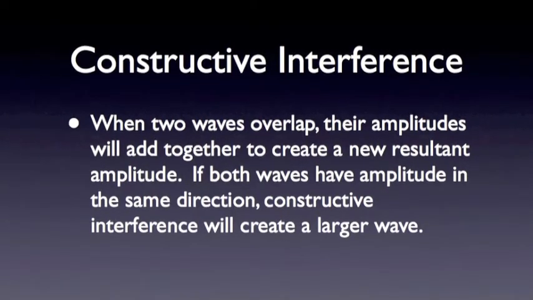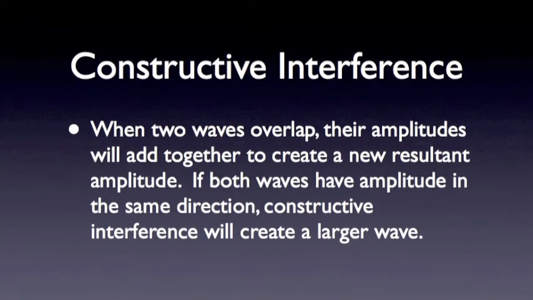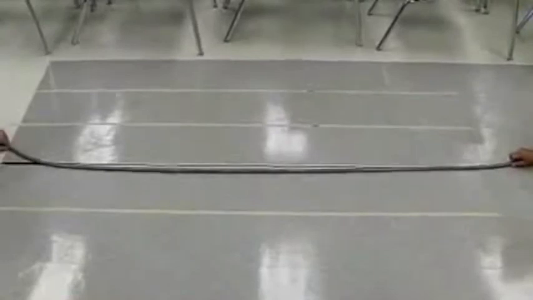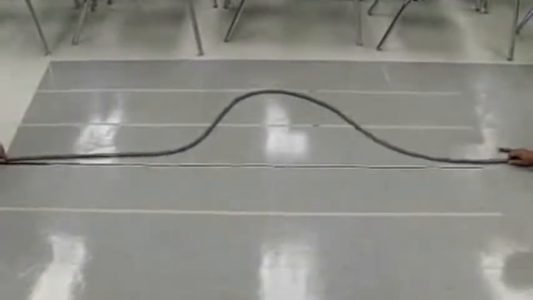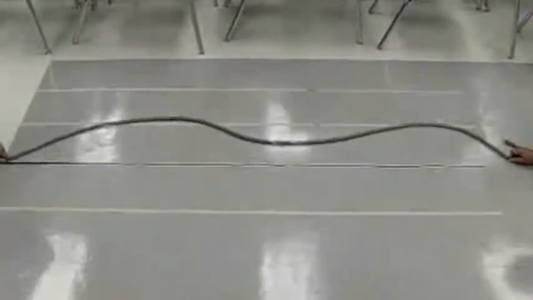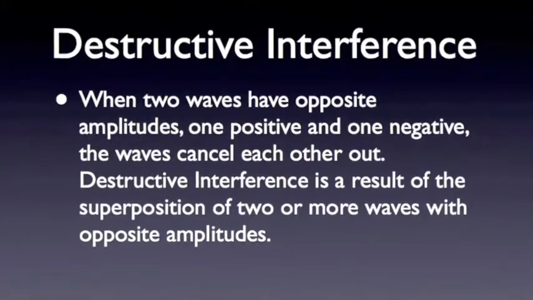Wave interference. When two waves overlap, their amplitudes will add together to create a new resultant amplitude. If both waves have amplitude in the same direction, constructive interference will create a larger wave. But when two waves have opposite amplitudes, one positive and one negative, and the waves cancel each other out, destructive interference is the result of the superposition of two or more waves with opposite amplitudes.